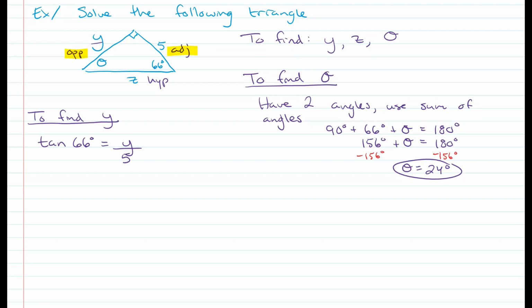I'm going to find what tan 66 is on my calculator. And y divided by 5. Get rid of the fraction by multiplying by the bottom. And I find 11.2 equals y.